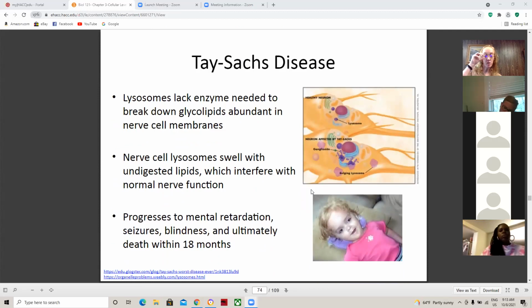There's a disease out there called Tay-Sachs disease. In Tay-Sachs disease, which is a genetic disorder, lysosomes lack a glycolipase that's necessary to break down glycolipids in the nerve cell membranes. As a result, the lysosomes in the nerve cells swell with accumulated undigested lipids.